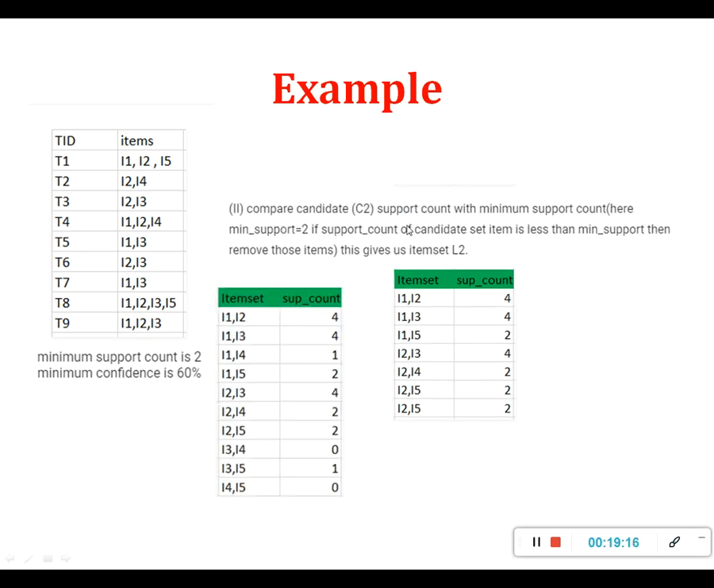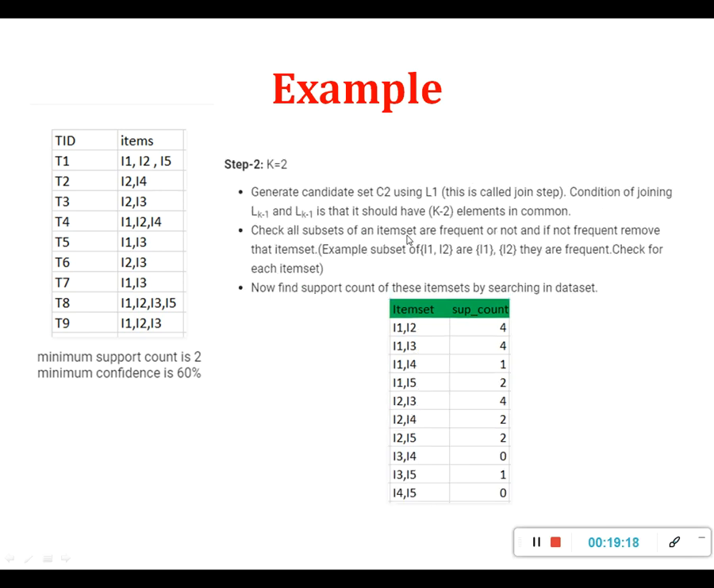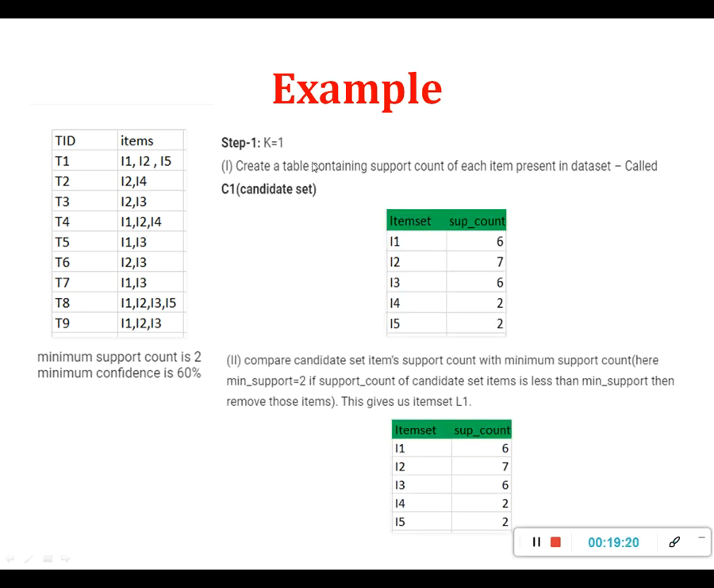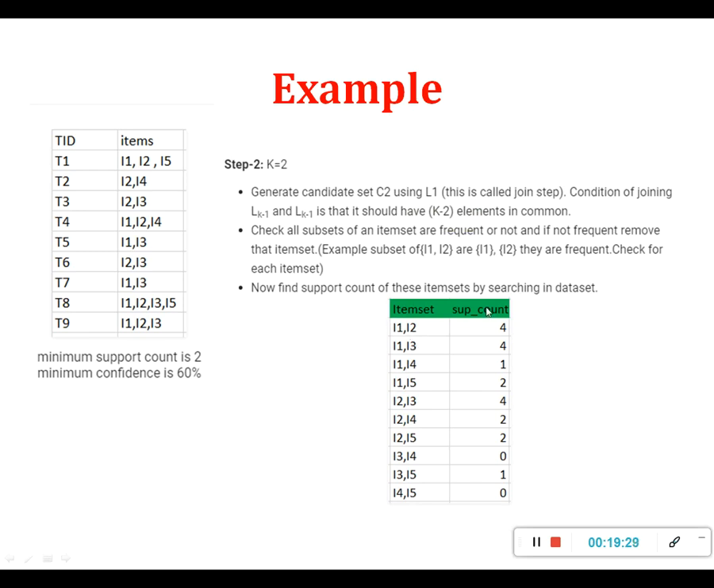Now what we have to calculate? The L2. After we have calculated, for K equal to 1, the candidate set, that is C1, with that we have found the L1. Now here we have found the candidate set C2. Now I will check for L2 which of these item sets are frequent, means which item sets are satisfying the condition of being greater than the minimum support count. So the minimum support count is 2. So which are satisfying this?